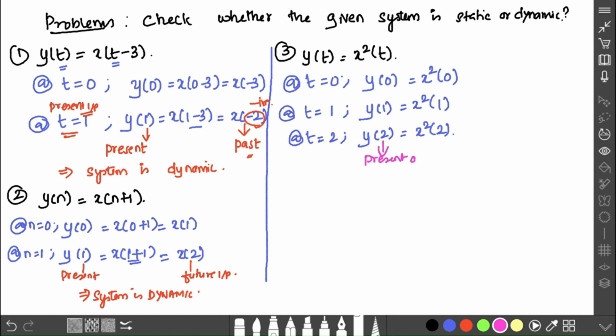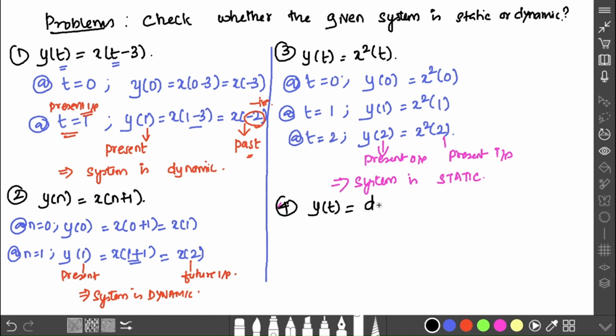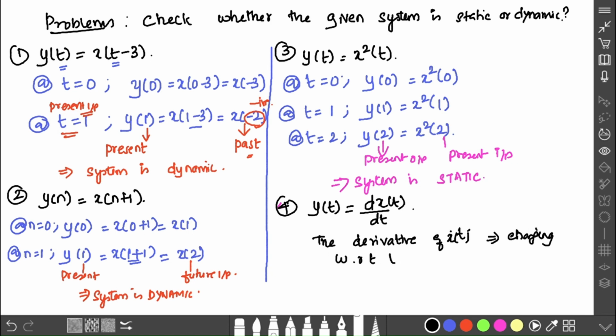The third case is also different, where y of t is equal to x square of t. So here you should consider only the case of functionality of t, and you have to substitute values for t. Proceed the same way: at t equal to 0, y of 0 is equal to x square of 0. At t equal to 1, y of 1 is x square of 1. So here you could see that for the present input the output doesn't change. That is, the output is dependent on the present input only, so it is static.